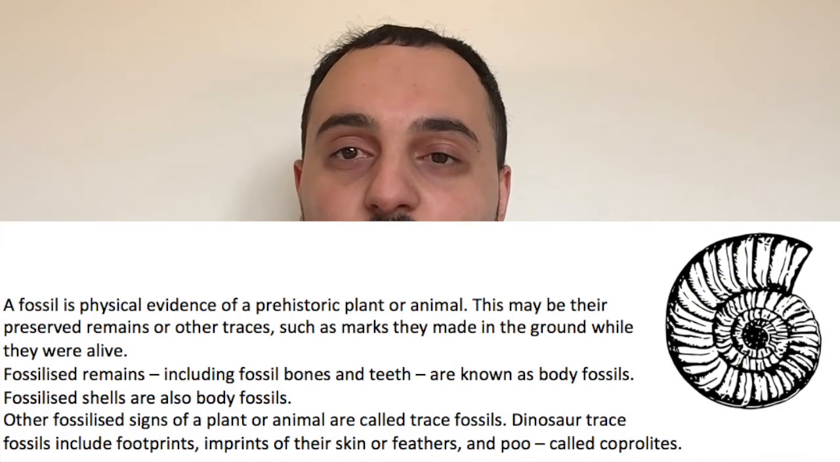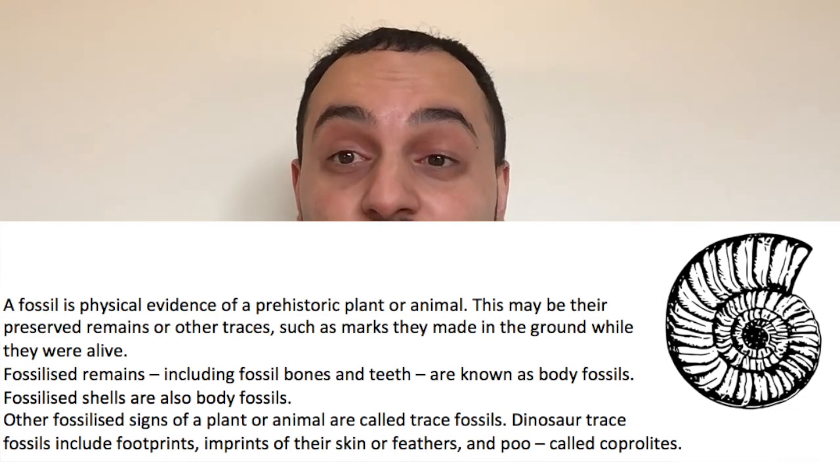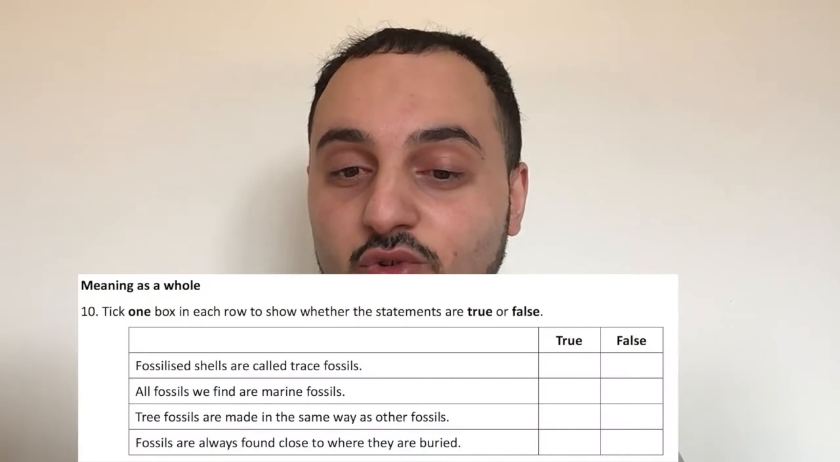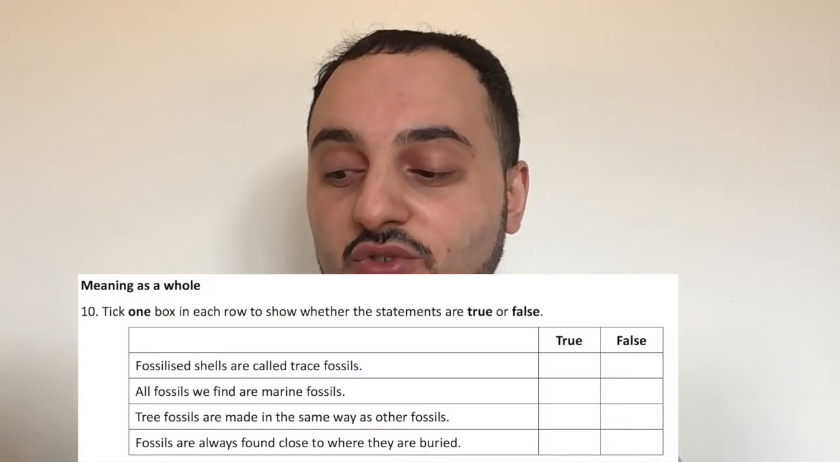Well, if I use the evidence from the text, and I have already used this evidence before, right at the top it says there, fossilised shells are also called body fossils. So are they called trace fossils? No, that one is false. They're called body fossils. It says that right there in the text. The second one: all fossils we find are marine fossils.